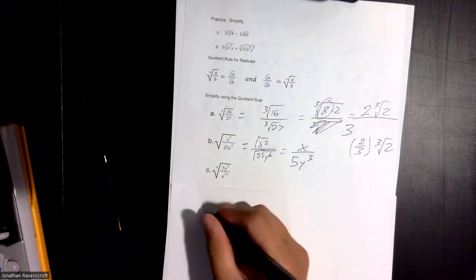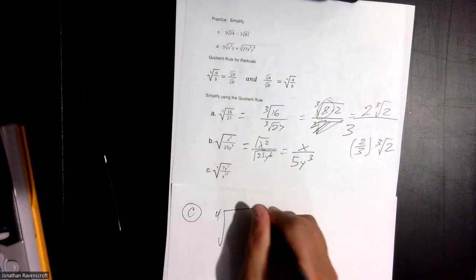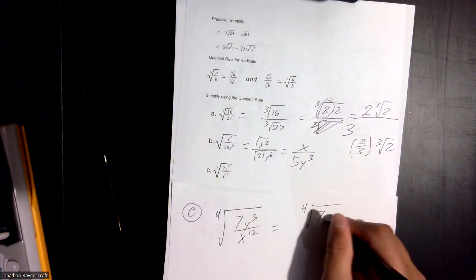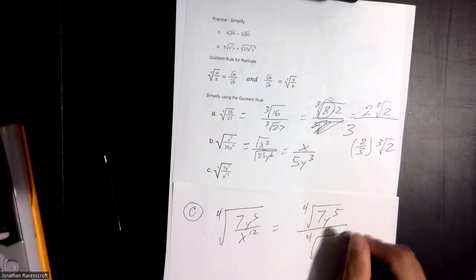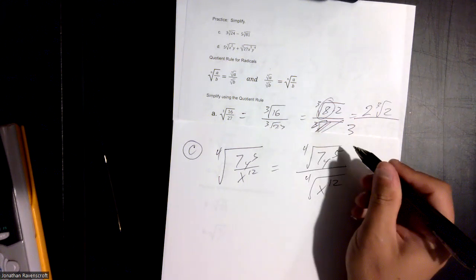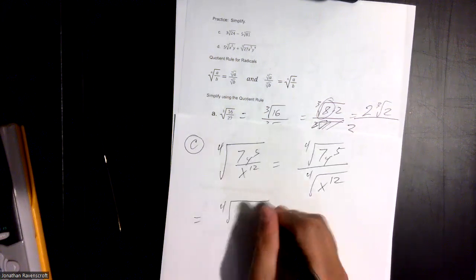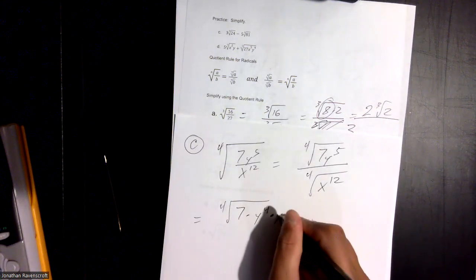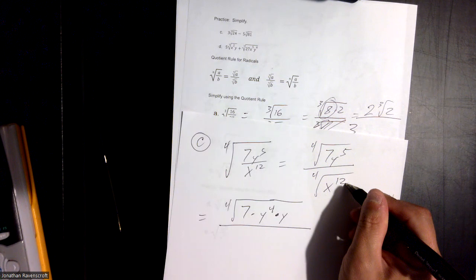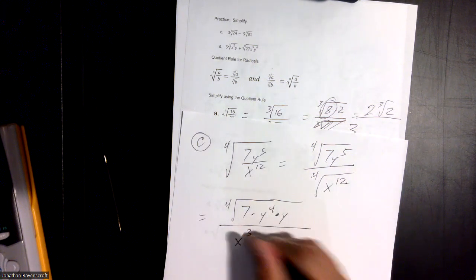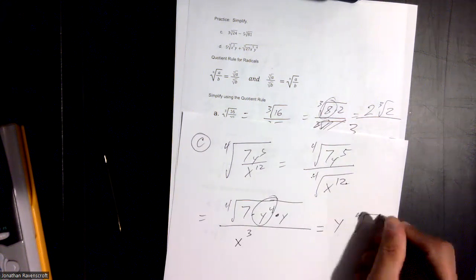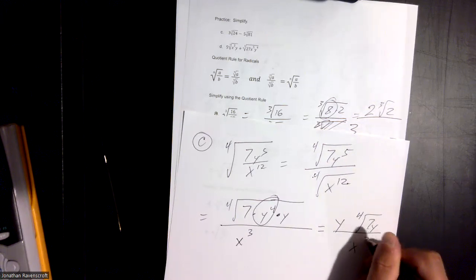Now this next problem. The 4th root of 7y to the 5th over x to the 12th. Well, that's the 4th root of 7y to the 5th over 4th root of x to the 12th. Can't take the 4th root of 7. We can manipulate this y to the 5th. Let's rewrite that as 4th root of 7 times y to the 4th times y over, we can actually go ahead and do the 4th root of x to the 12th. 12 split 4 ways would be x cubed. 4th root of y to the 4th is y, leaving the 7 and y underneath over x cubed.